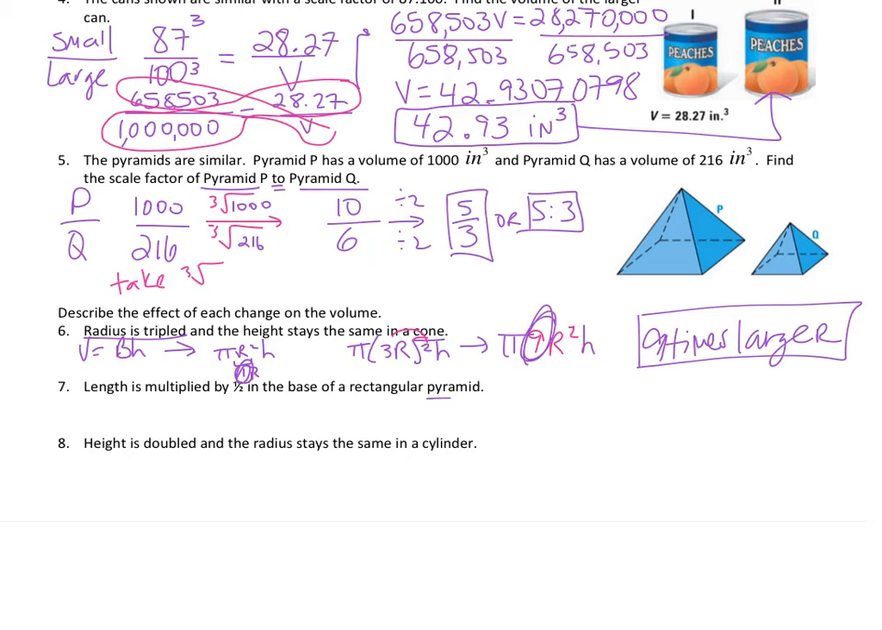Next, we are dealing with a pyramid, so let's start with our pyramid equation. And that would be 1/3 capital B times H, but because it is a rectangular pyramid, the area of the base is just going to be length times width, and then times the height of our pyramid. Now the length is being multiplied by half. So right now it is a 1L, but now I need to put a 1/2 L in place of it, but everything else is staying the same.